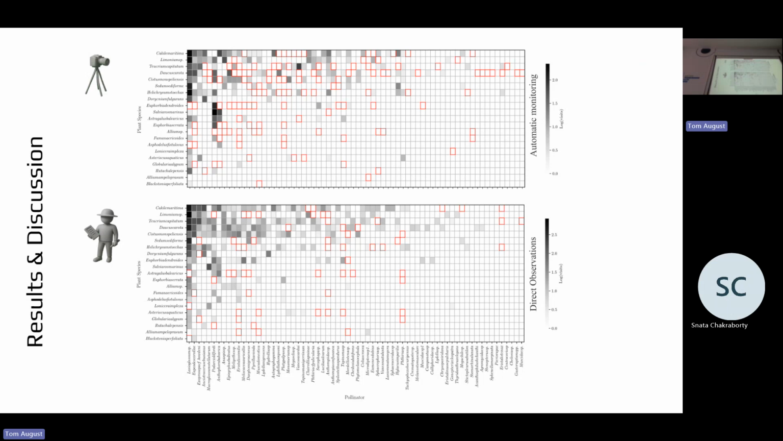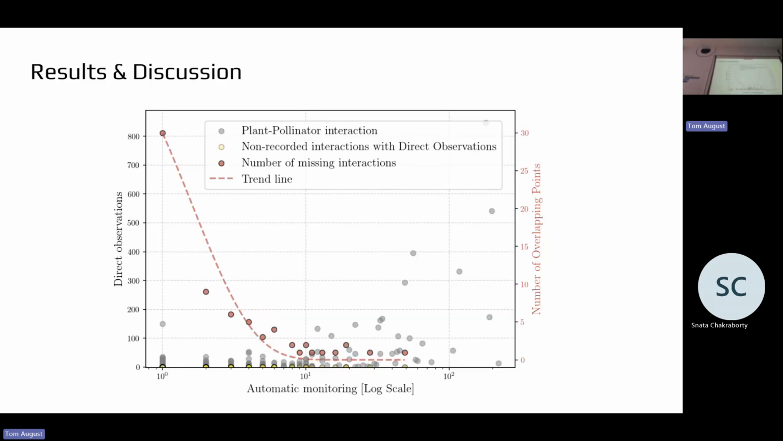But we plotted the missing interactions of each method, taking the other one as a ground truth. So we did this plot. We plot all the pairs of interactions here, and don't look at the red dots now, only the gray. So we plotted here the detection with the direct observation and without automatic monitoring. And then here in yellow, we have those interactions that were not detected with the direct observation.